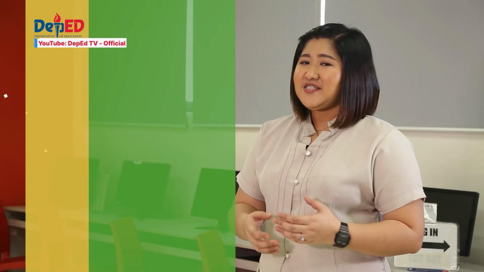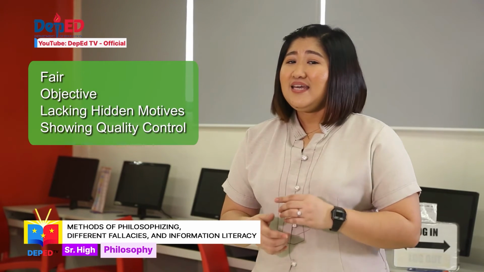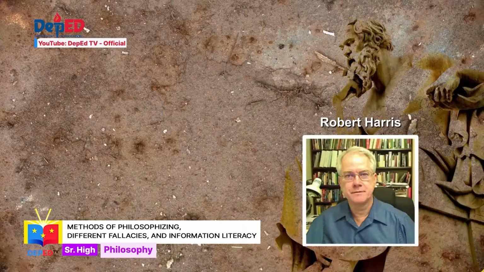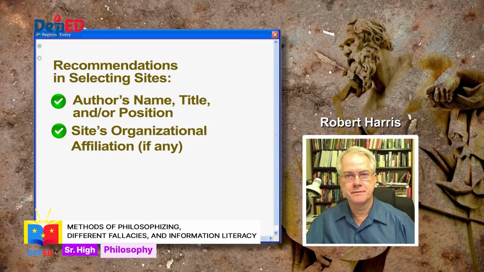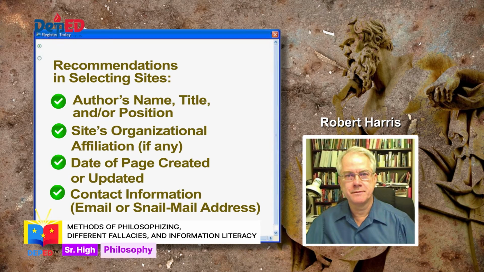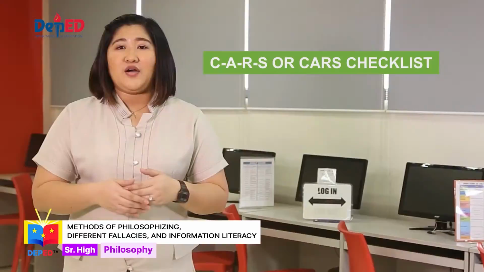In considering different kinds of sources or sites, Robert Harris, a professor of English at Southern California College, suggests that students should ask themselves, which sources are likely to be fair, objective, lacking hidden motives, and showing quality control. Robert Harris recommends selecting sites that include as many of the following as possible: the author's name, title, and position, the site's organizational affiliation, if any, the date the page was created or updated, contact information such as email or snail mail address. Once students have located sources that appear appropriate and credible, Harris advises students to subject these sites to the CARS checklist for informational quality.